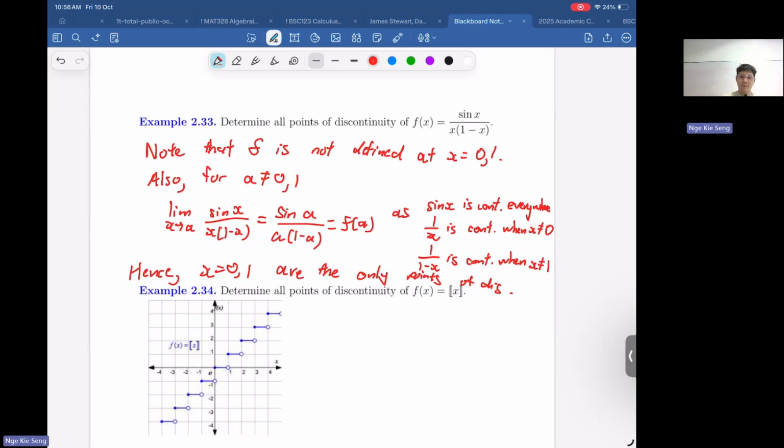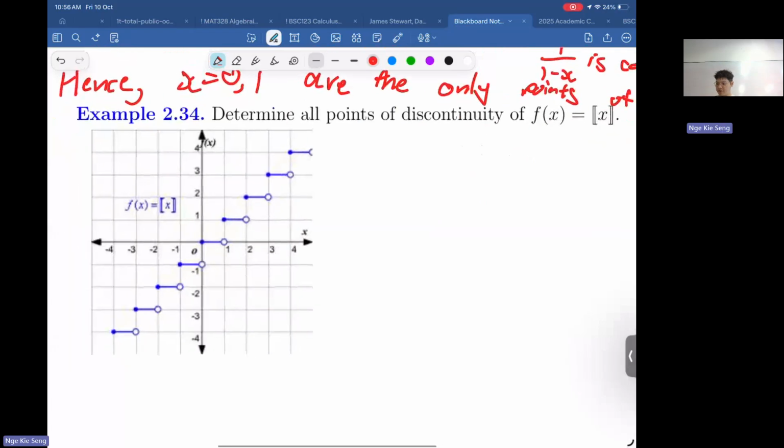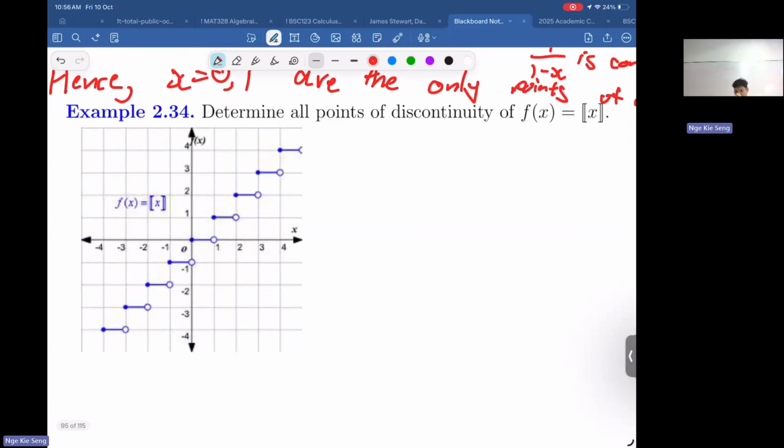Any question for this one? Any questions so far for this one? Okay, how about the next one? Here, the continuity of the greatest integer function. If you look at this graph, can you find the discontinuity points?